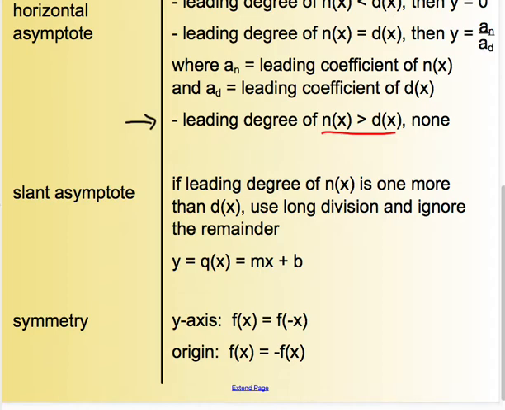So for example, if you have x cubed minus 8 over x squared minus 1, the degree of the numerator is 1 bigger than the degree of the denominator, so there will be a slant asymptote. We'll use long division and ignore the remainder. The quotient will be in the form of a line. Your slant asymptote will always be a line after you finish your division.